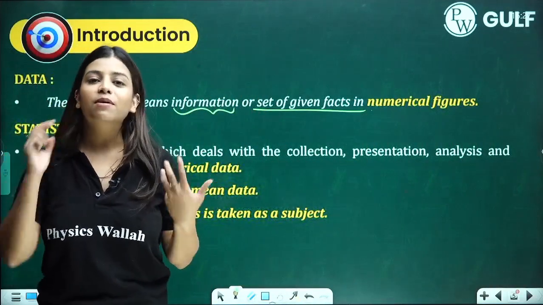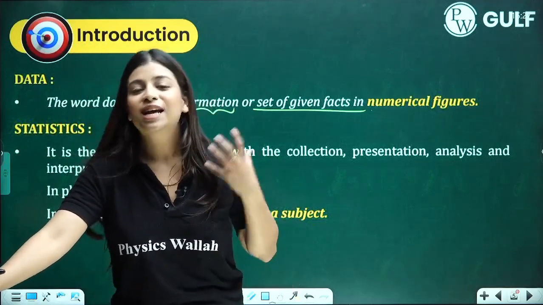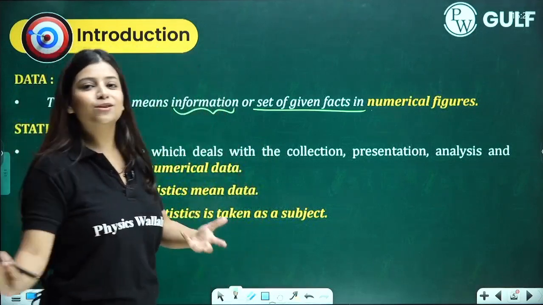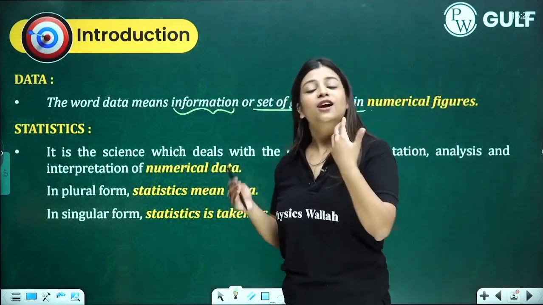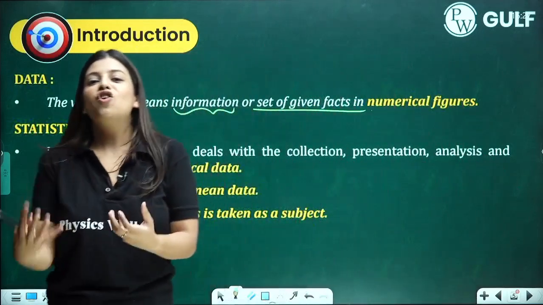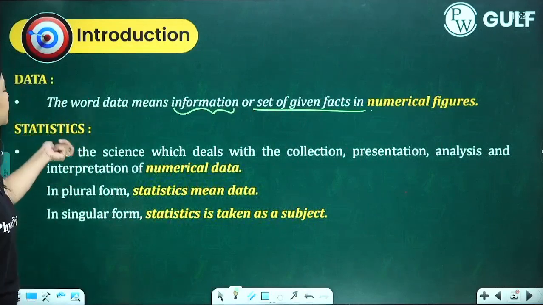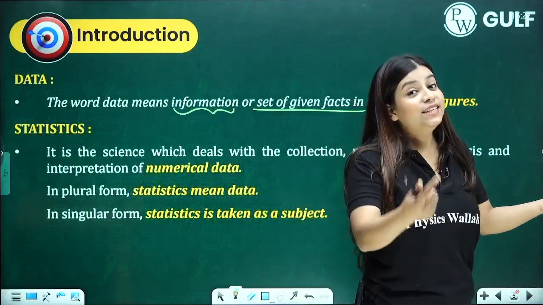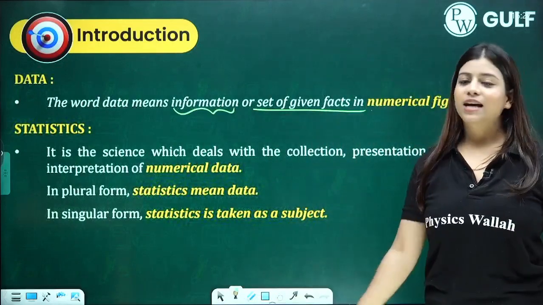So basically, the word data means information or a set of given facts in numerical figures, right? So the number of boys, for example, in your class be 20, the number of girls be 15. That is the numerical data. For example, in maths, you have scored 15, your friend has scored 14, other one has scored 13. So this is data. This is all numerical data. What is statistics? It is the science which deals with the collection, presentation, analysis and interpretation of numerical data.